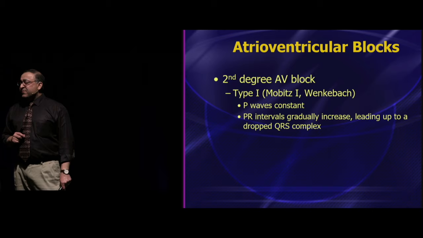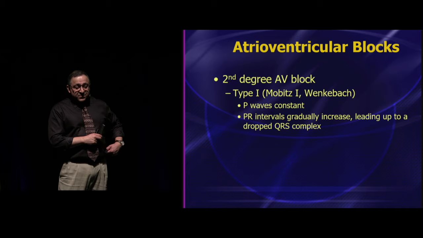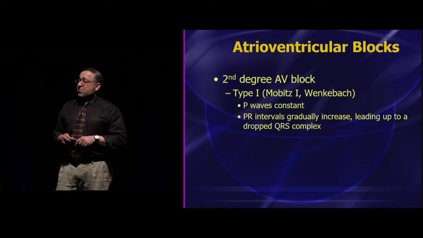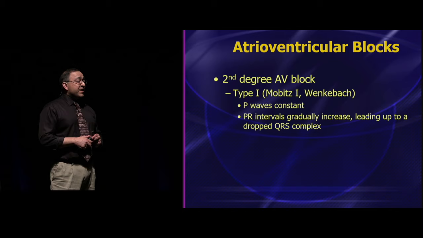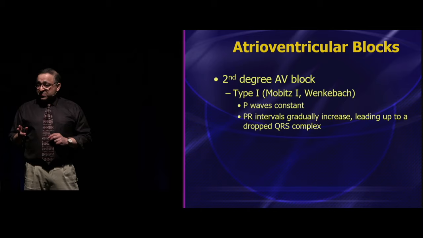All right, now we're getting into some more fun stuff. Second-degree AV block. There are two types of second-degree AV block. There's second-degree AV block type 1, also known as Mobitz 1, also known as Wenckebach. And then there's second-degree AV block type 2, also known as Mobitz 2. For ease of discussion, I'm just going to use the Mobitz terms, all right? So first of all, Mobitz 1.